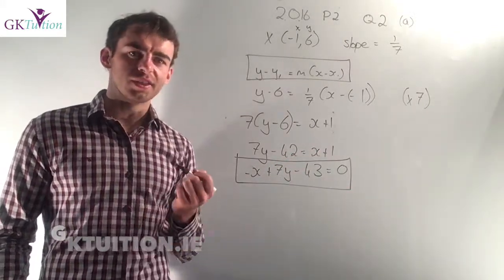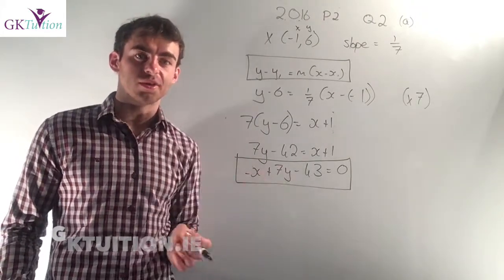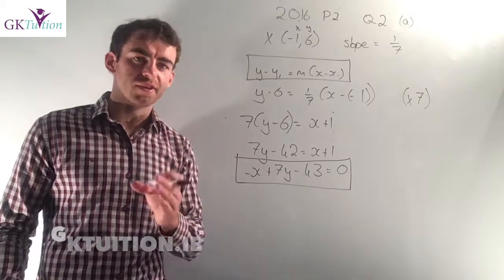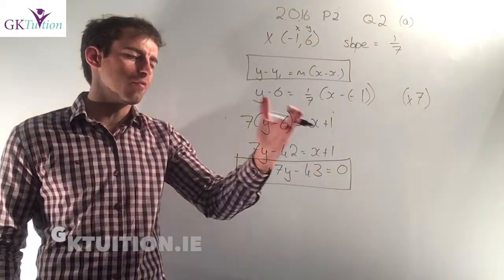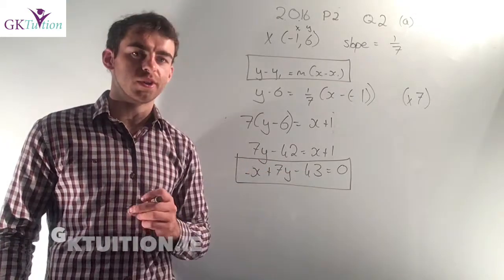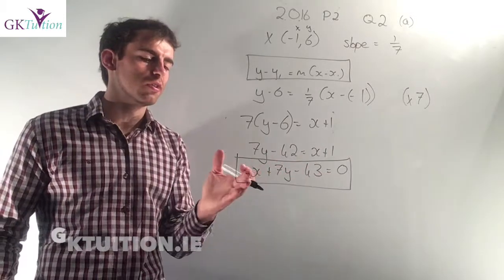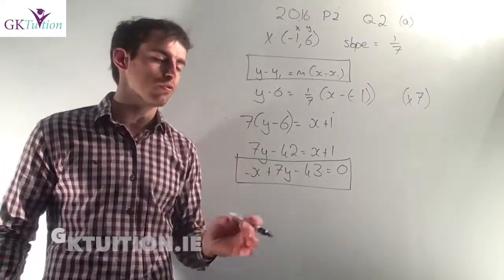Now the question asked me to leave the equation of my line in the form ax plus by plus c equals 0. Or in other words, just have everything on one side. So what I've done is I've brought everything to the left hand side. I got minus x plus 7y equals minus 43. Now if you had brought everything to the other side, you'd have x minus 7y plus 43 equals 0.